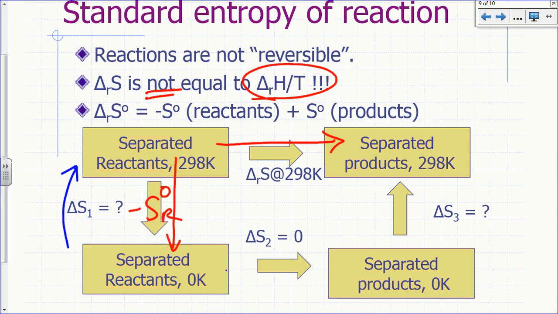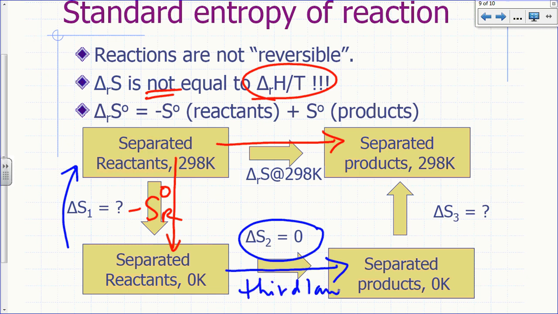Now imagine your reaction happening at zero Kelvin. What's the delta S for that second step? Zero. Why is that zero? That's your third law of thermodynamics, right? All entropies approach the same value at zero Kelvin. So delta S at zero Kelvin would be zero for any reaction. And then finally, now imagine that you already have your products at zero Kelvin, reversibly heat those products back to 298 Kelvin. And so delta S for step three would just be the entropy of your products.